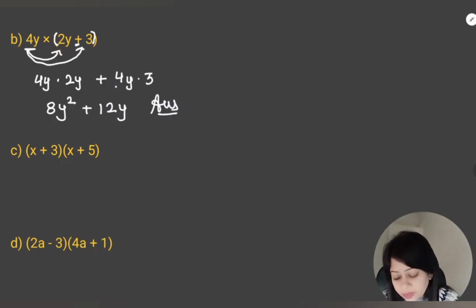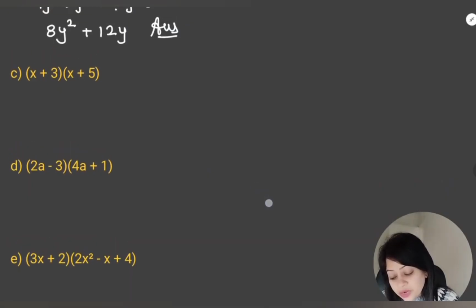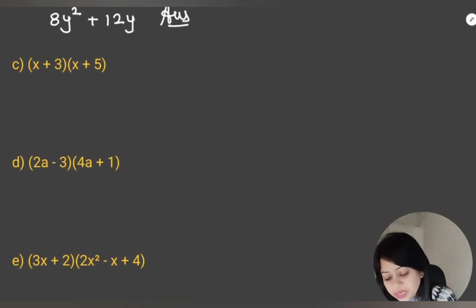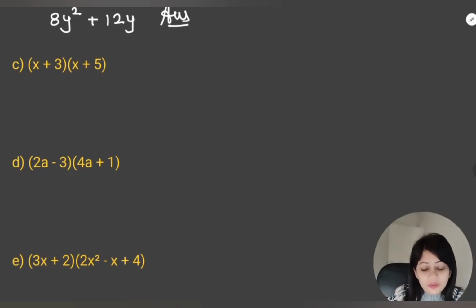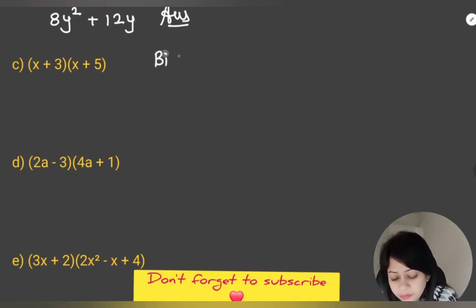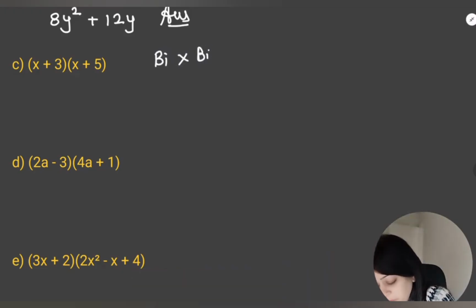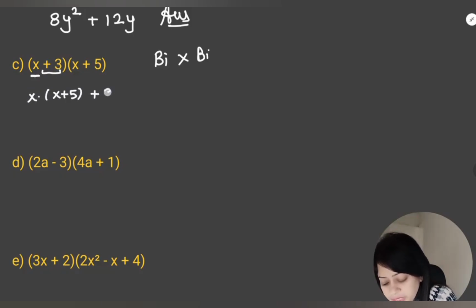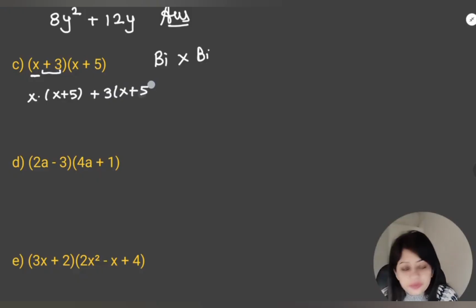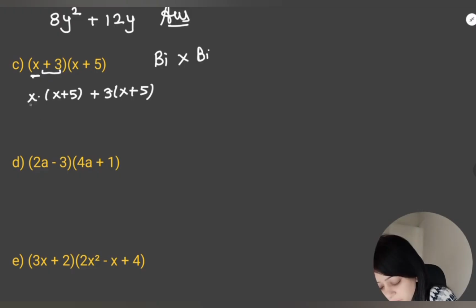I hope you are getting it, right? Now, we are multiplying a binomial with a binomial, right? x plus 3 multiply x plus 5. This is a little bit tricky now. Whenever you have this question, you first pick this x and multiply it with the whole bracket. Then this is plus 3, so you write plus 3 and multiply it with the whole bracket. Are you getting my point? First term multiplies with both terms in the bracket, and then 3 multiplies with the bracket. Now here, x multiply x plus x multiply 5 plus 3 multiply x plus 3 multiply 5.